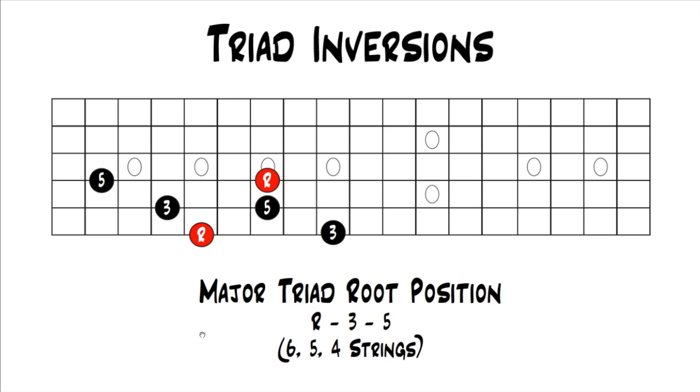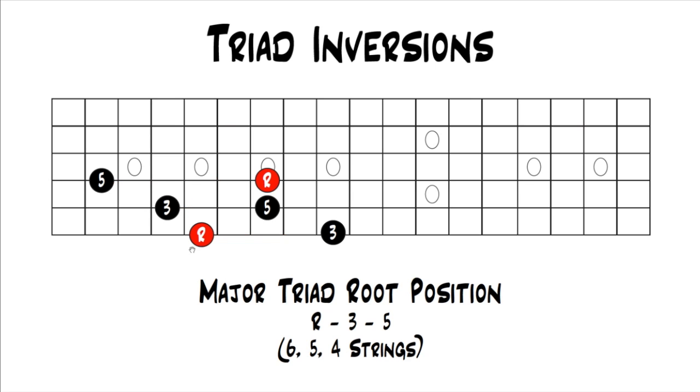You could also think about it from your root, you always go to the 3rd. From your 3rd, you always go to the 5th. And from your 5th, you always go to the root. Because as you're moving up the fretboard, you're going to the next closest interval. So root goes to 3, 3 goes to 5, 5 goes to root every single time.